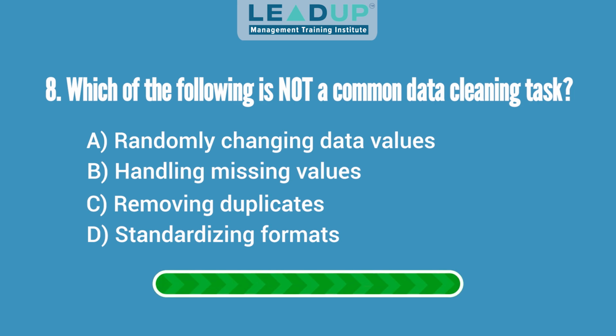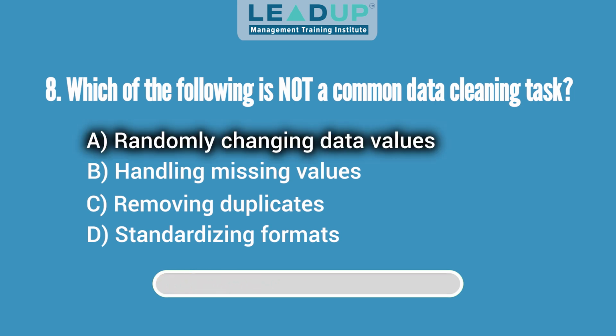8. Which of the following is not a common data cleaning task? A. Randomly changing data values, B. Handling missing values, C. Removing duplicates, and D. Standardizing formats. The answer is randomly changing data values.